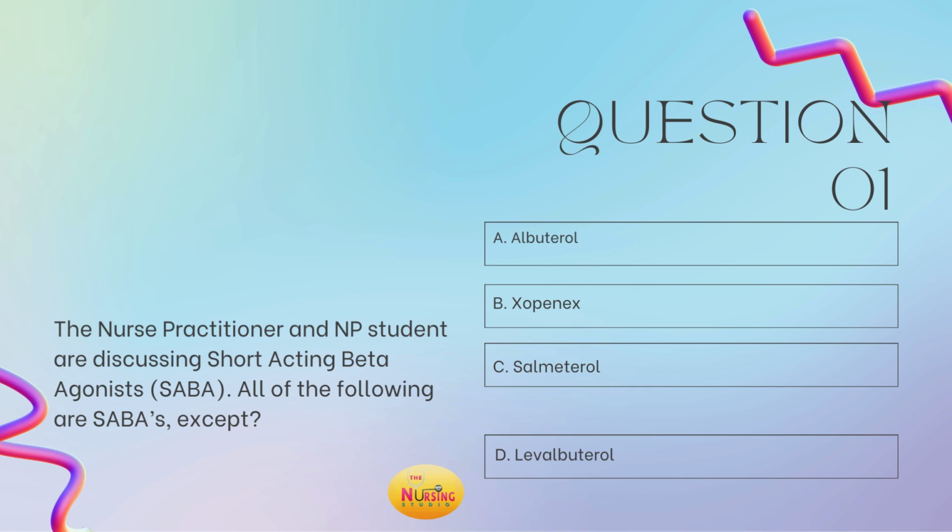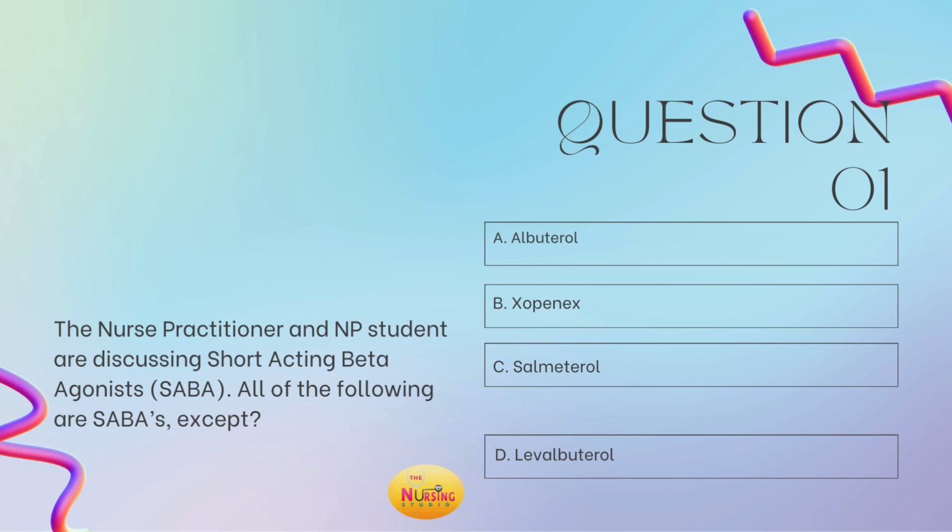I always recommend reading the stem of the question first to ensure you're answering what is being asked. So here the stem of the question states, all of the following are SABAs except. Now look, here the stem of the question is all you really need to know for this question, right? See the importance of reading the stem to gauge what they're really assessing and asking you, okay? So all of the following are SABAs except.